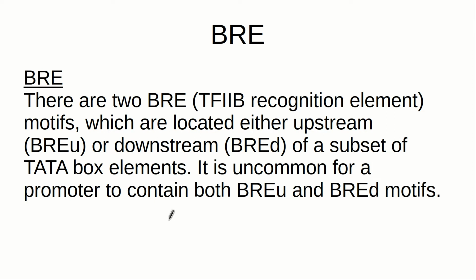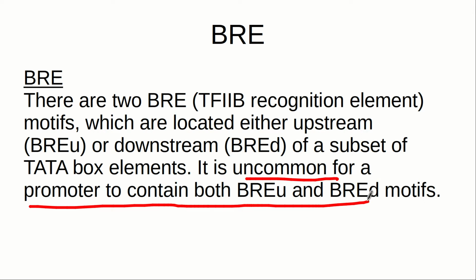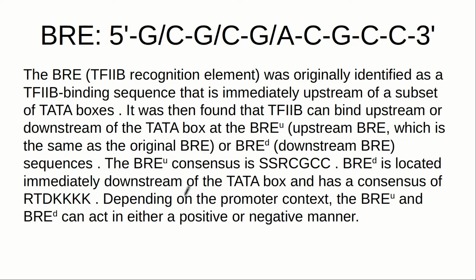BRE. There's a BREU and a BRED, and they come on either side. You don't usually get both of them. I think you usually only get one on either side. It is uncommon for the promoter to contain both of these. One is going to be upstream, that's the U. One is going to be downstream. So in other words, here's your transcription start site. Upstream would be before the transcription start, and one would be downstream. And they're slightly different. So you'll need to look for the BRE.